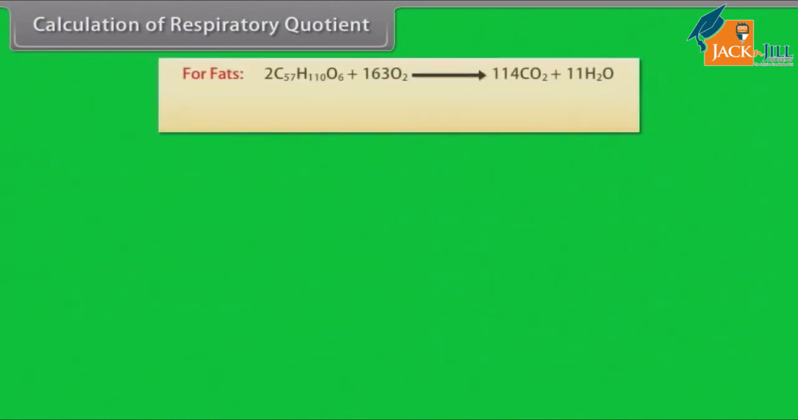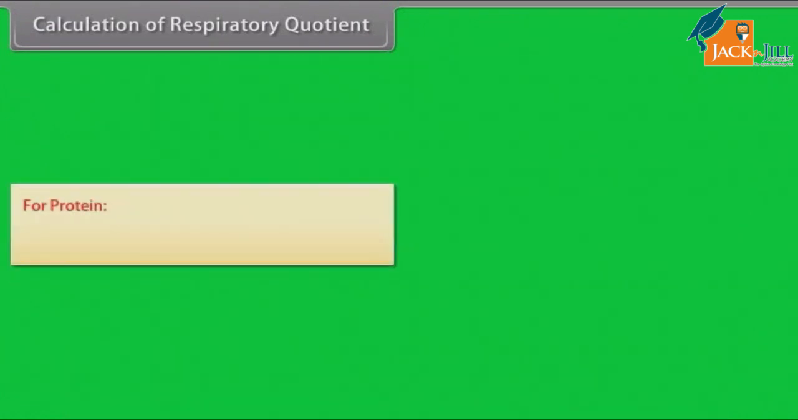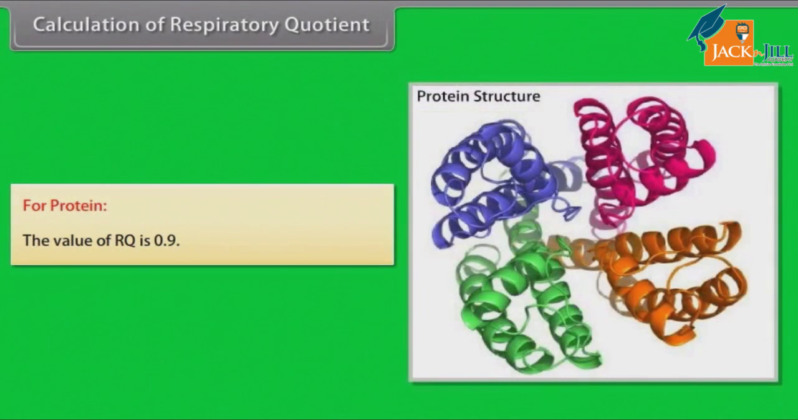For fats, 2C57H110O6 plus 163O2 gives 114 CO2 plus 110 H2O. Respiratory quotient is equal to 114 CO2 by 163 O2, which is equal to 0.7. For protein, the value of respiratory quotient is 0.9.